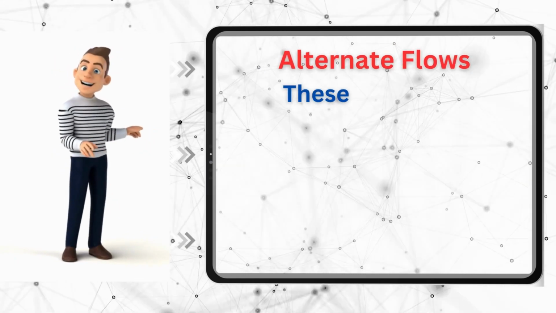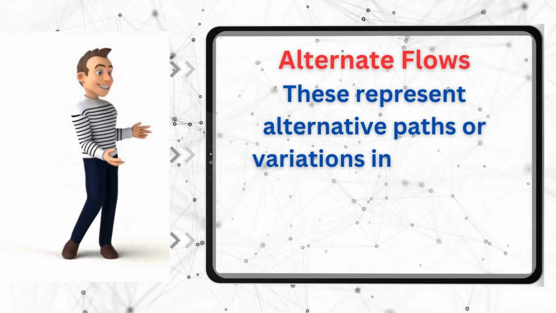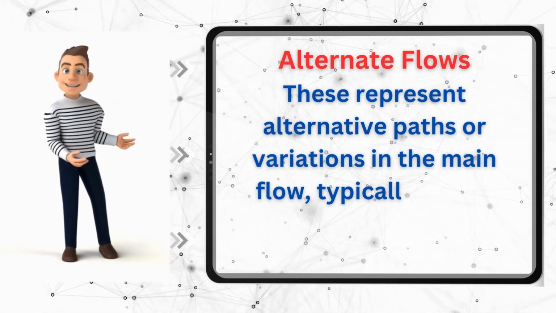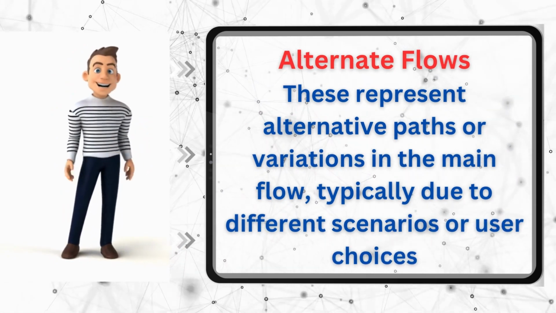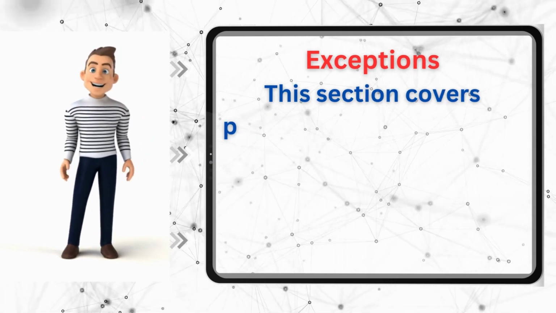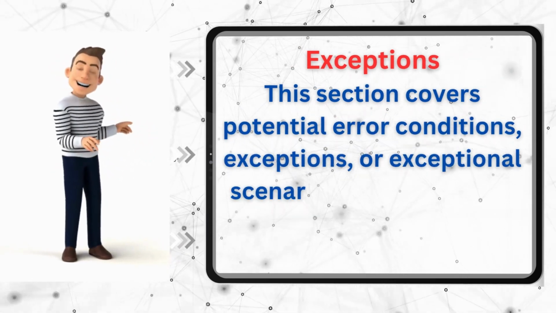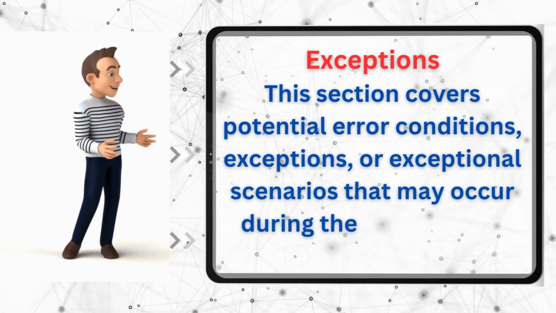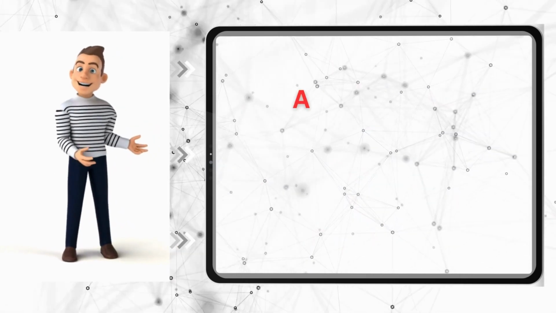Alternate flows. These represent alternative paths or variations in the main flow, typically due to different scenarios or user choices. They capture exceptions, error handling, and alternative sequences of actions. Exceptions. This section covers potential error conditions, exceptions, or exceptional scenarios that may occur during the execution of the use case. It outlines how these situations should be handled.